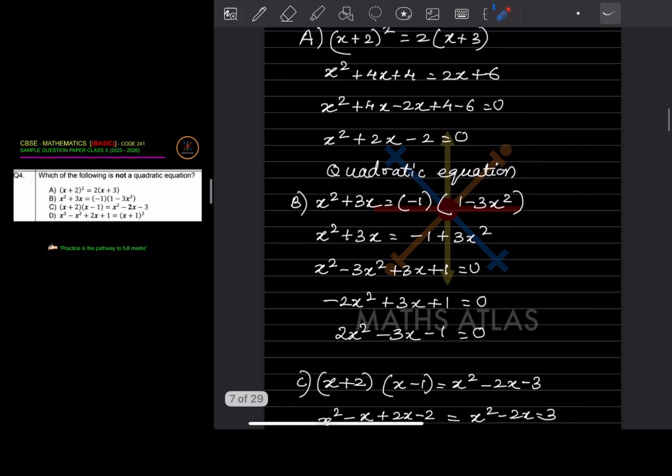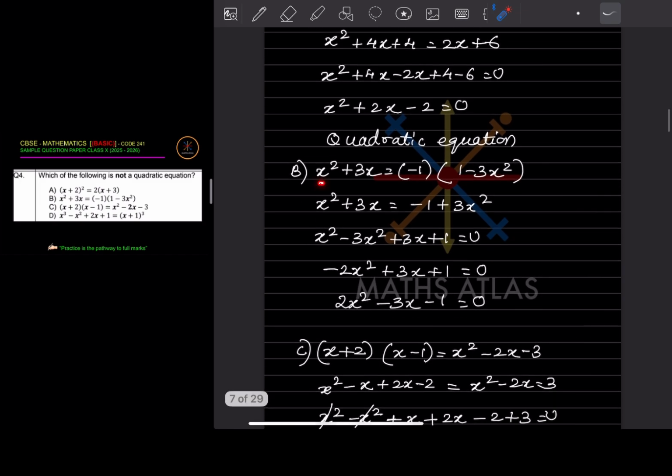So now let us see the b part. This is the B option given. So now this will be as it is. So now this is going to be minus 1 into 1. So that is going to be minus 1, and minus minus becomes plus. And this is going to be 1 into 3x square, that will be 3x square. So x square here, you take it on this side, that is going to be minus 3x square plus 3x. And this will be here, plus 1 is equal to 0. So this will be minus 2x square plus 3x plus 1 is equal to 0.